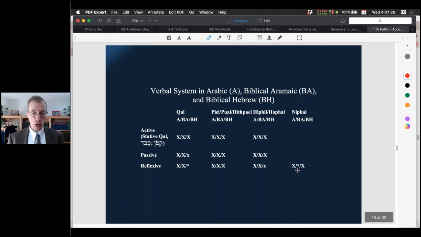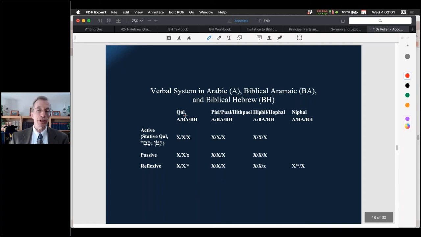Now, there are those who believe that in inscriptions they have found Aramaic Nifals. And I wouldn't doubt it, because the Nifal is going to have to be in the Proto-Semitic language. But probably with all these other reflexives, they just dropped it out. I think at one time it probably did have it. But in the Biblical period and later, no, it does not have it.